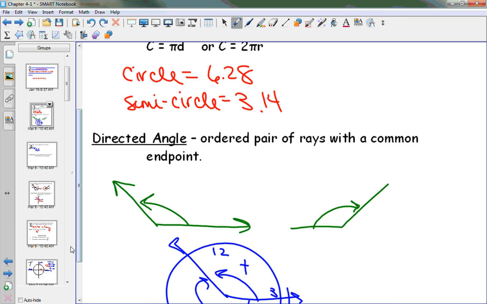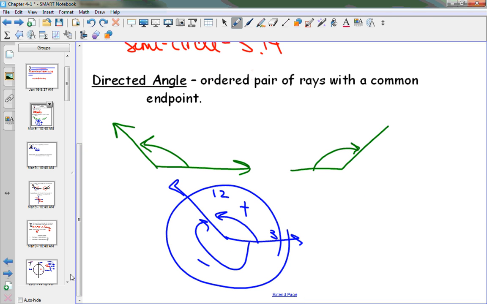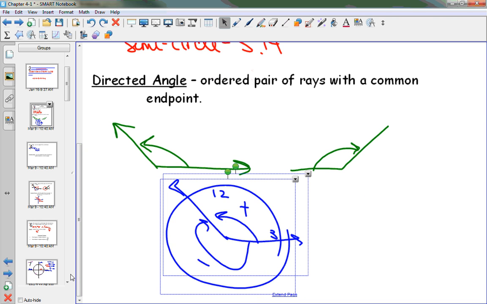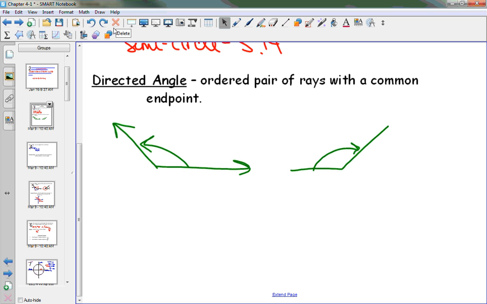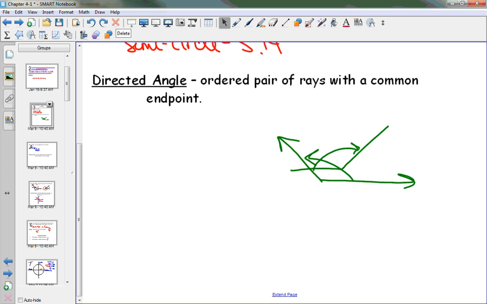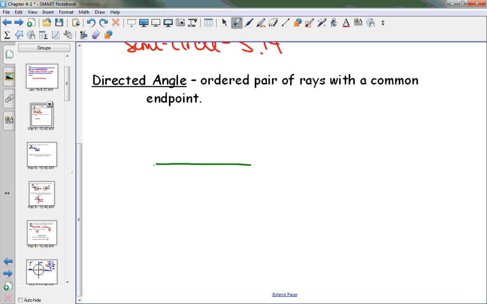Now, a directed angle is going to be an angle. I want you to draw these. Are you ready? Here's the end point. Here's the arrow. Here's the end sign. And this tells you the direction that it's opening. That is a directed angle. You can see the arrow on the inside telling you which direction it opens. This is opening counterclockwise.